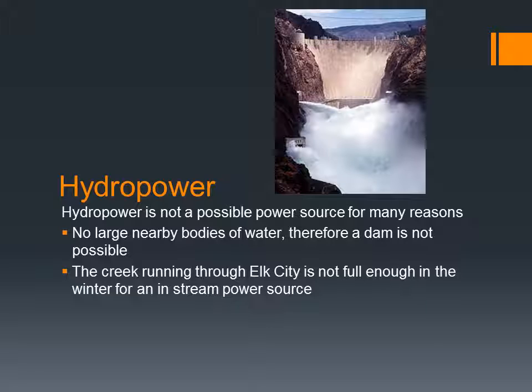The first option Elk City could consider is hydropower, or power created when water moves through a dam. Hydropower is not a possible power source for many reasons for Elk City because there are no large nearby bodies of water, therefore a dam is not possible, and the creek running through Elk City is not full enough in the winter for an in-stream power source to last Elk City year-round.